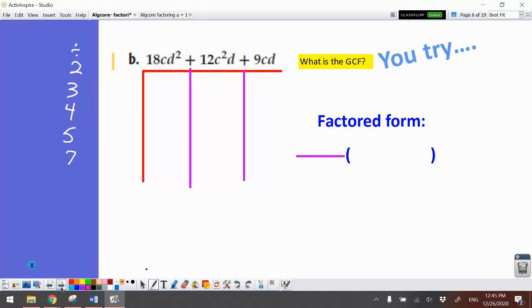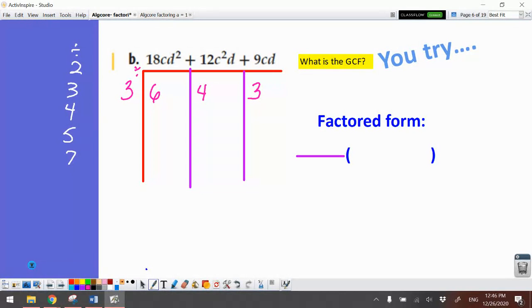Okay, let's try another one. We have 18, 12, and 9. And we have lots of variables here, C's and D's. Let's start by asking, can we divide by 2? No. Can we divide by 3? Yeah, we can divide by 3. So we're going to start by putting a 3 on the outside. 18 divided by 3 is 6. 12 divided by 3 is 4. 9 divided by 3 is 3.